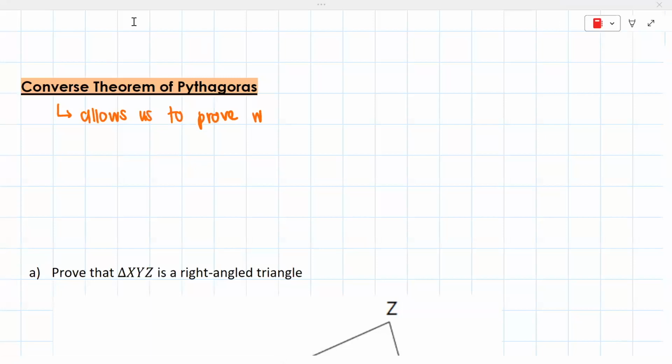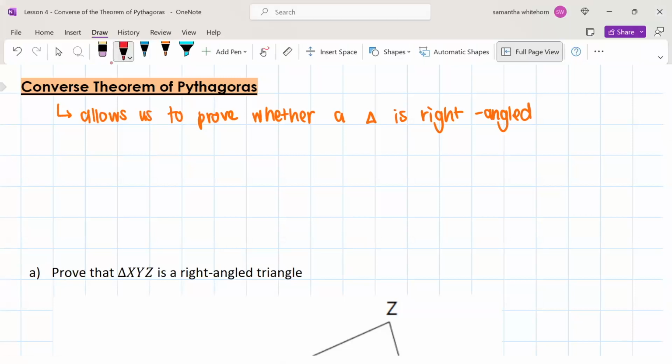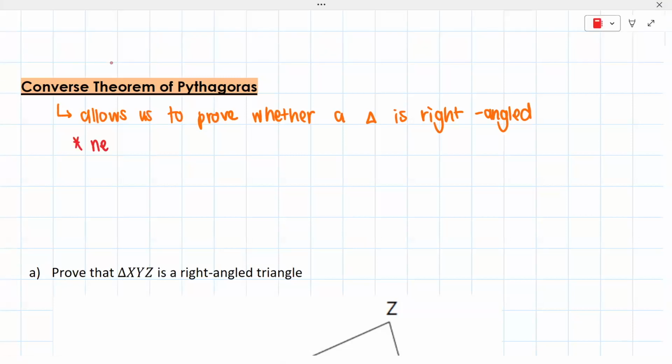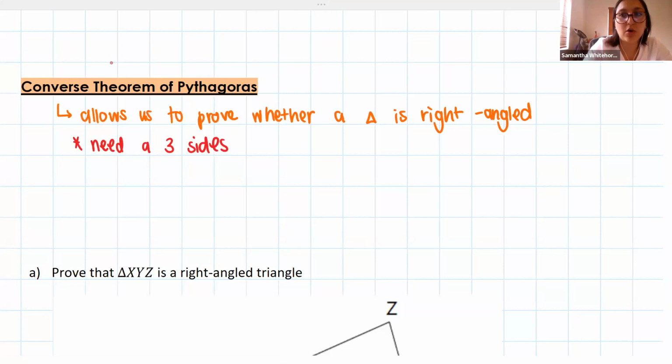Allows us to prove whether a triangle is right angled. Remember, that's the whole point of Pythagoras, right? We're working with right angled triangles. What's really important, though, is that we need all three sides of our triangle. That's the only way that we can prove that a triangle is right angled or not. We have to have all three sides.